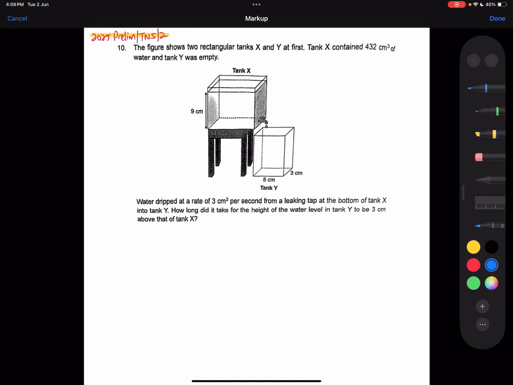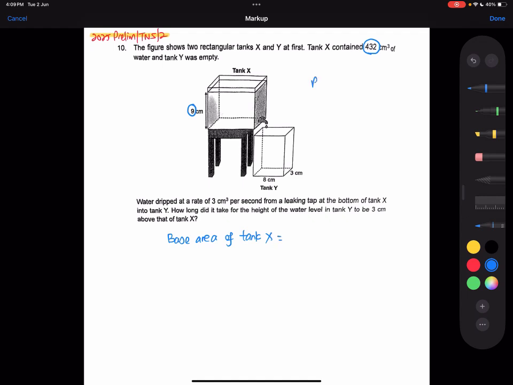Okay, now we know that the volume of water is 432, and then the height of water in tank X is 9 centimeter. Okay, we can find the base area of tank X.